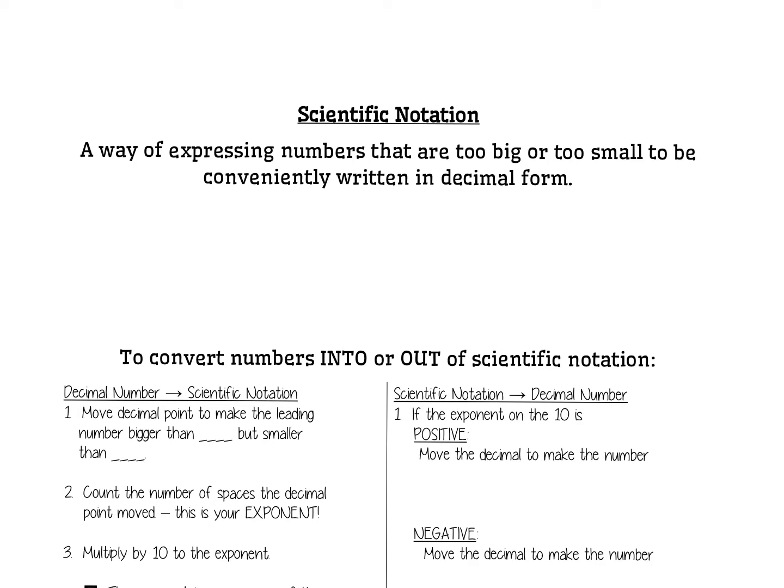Okay, let's talk about scientific notation. Scientific notation is pretty neat because it's a way of expressing numbers that are either too big or too small to be written in decimal form. It's really about convenience. And it's going to have this format.